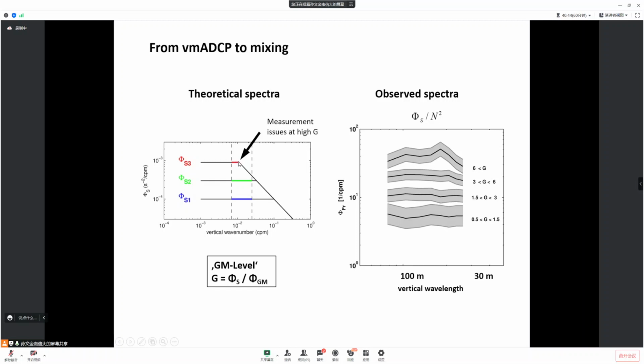see any difference anymore. On the right panel, you see observed spectra in the range of the ADCP, and you see for at least Garrett-Monk levels until 6, it's more or less white as expected, and here for the highest energy level we may see the start of the roll-off, but it's still usable to estimate shear spectral energy.